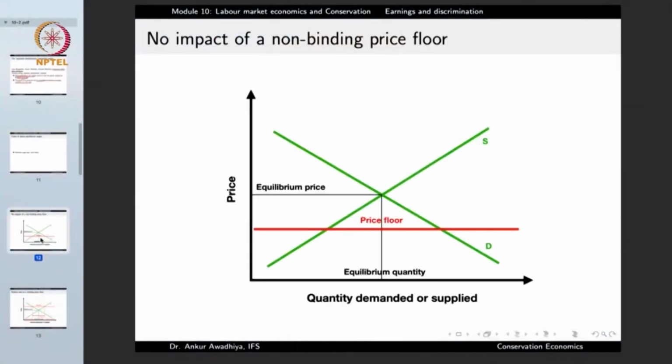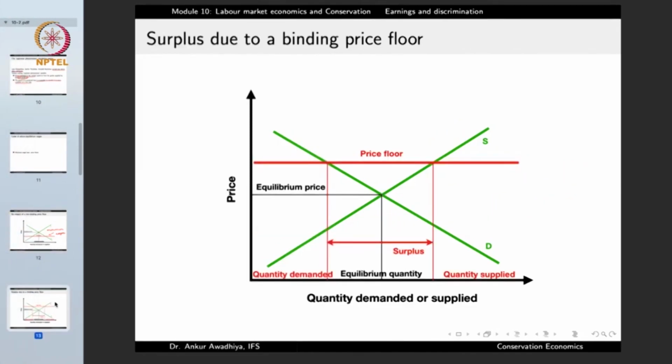So we have observed that in the case of a non-binding price floor, so suppose the government has put up this price floor that this is the minimum wages. So in this case, by law, the government is saying that this is the minimum wage that you need to pay. And suppose the market is paying above this minimum wage, so this is the natural equilibrium in the market, then we do not have an impact of the non-binding price floor.